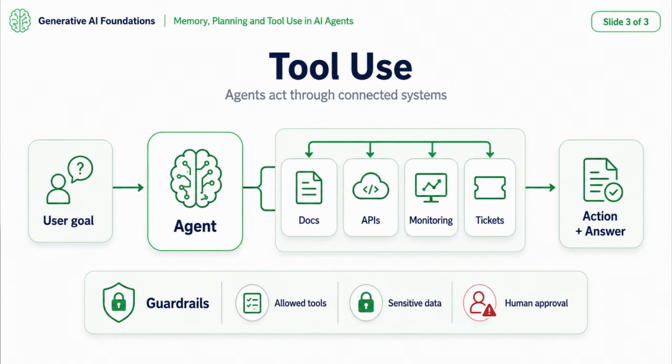And this is where AI starts becoming more practical, because instead of only explaining something, the system can actively help complete parts of the workflow itself. But once agents gain memory and tool usage, security becomes extremely important, because these systems can now interact with sensitive data and real business systems. So the organization must carefully decide what information the agent can remember, what tools it can access, and which actions require human approval before execution.